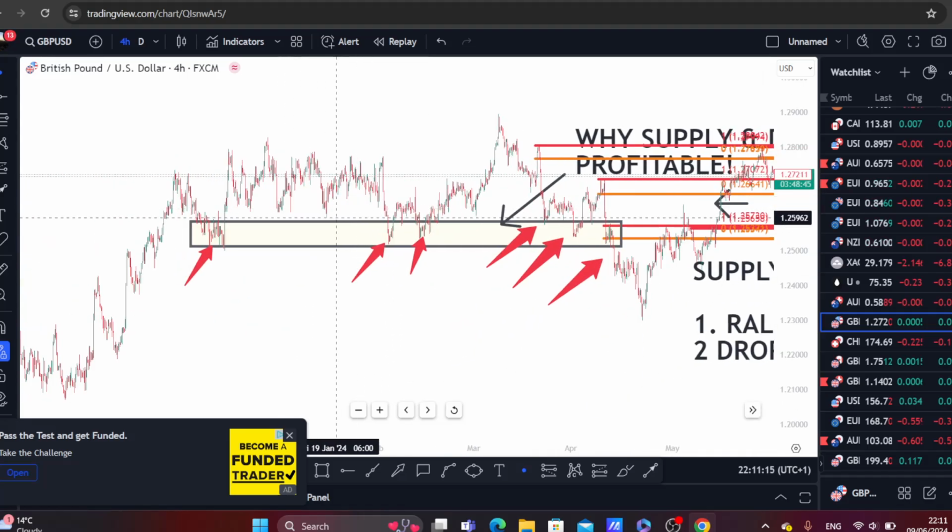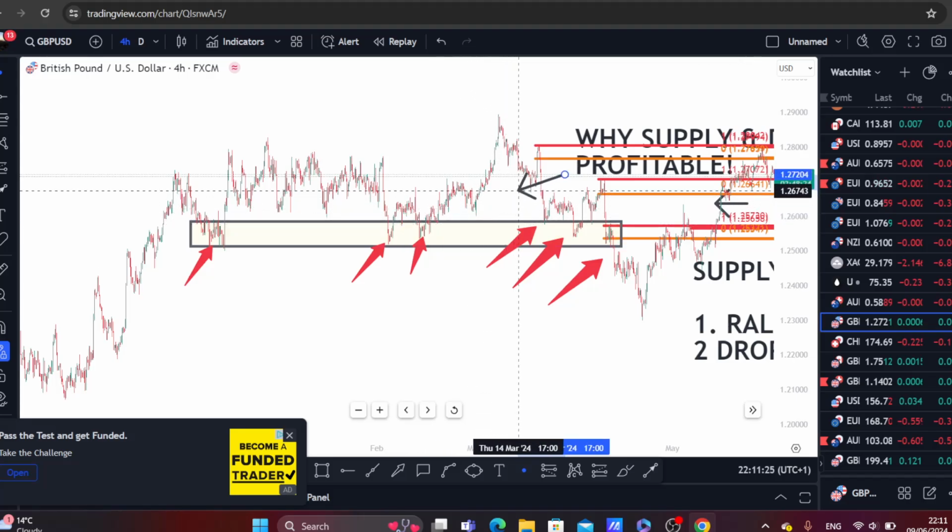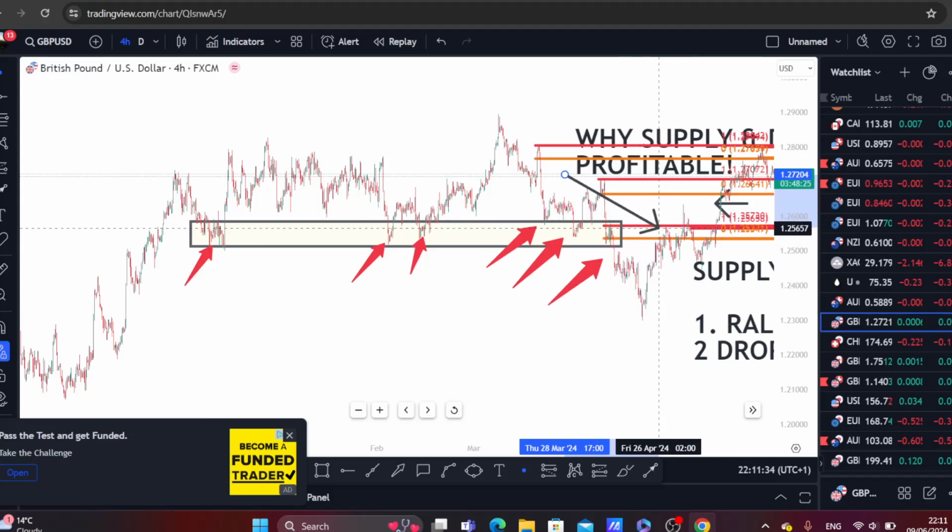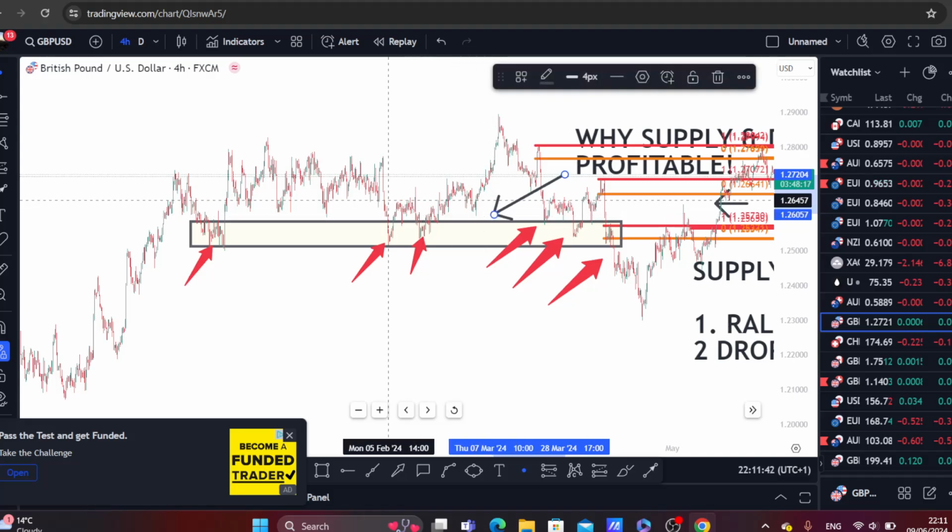Okay, so supply and demand traders, if you've taken all these supply zones, you are all stopped out. Support and resistance traders, you bought from the support, you've also been stopped out. Breakout traders, you are also stopped out. Retracement traders right here, you are also stopped out. Okay, so how do I profit? How do I make money trading forex?